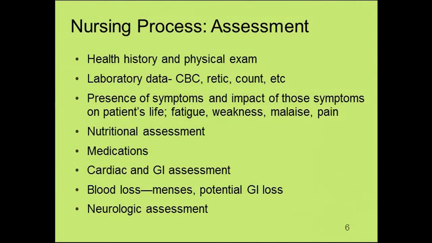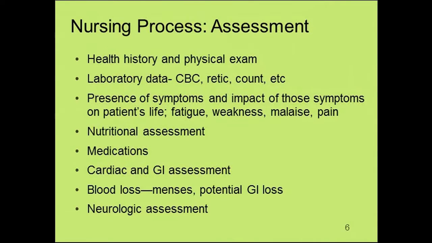Looking at cardiac and GI systems for signs and symptoms, increased workload of the heart, chest pain, shortness of breath, tachycardia, orthopnea, signs of heart failure, signs of GI bleeding, just differentiating between the dark coffee ground and bright red blood, upper GI bleed versus lower GI bleed, dark tarry stools or bright red blood. So make sure you review those.